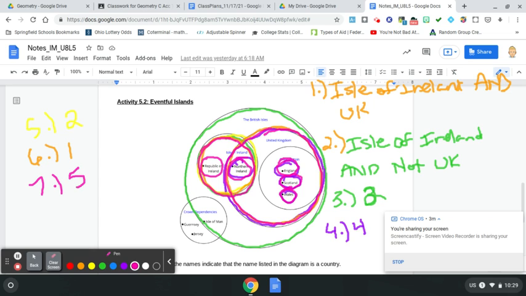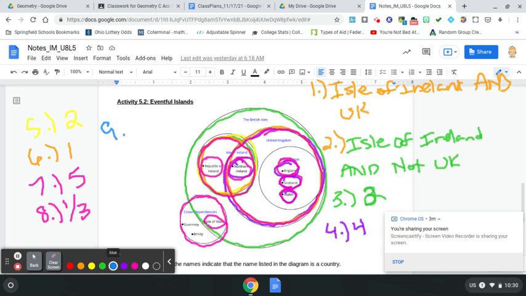Question 8, if one of the crown dependencies, there are 3, is chosen at random, what's the probability it's part of the British Isles? So my crown dependencies are down here. What's the probability that it will also be a part of the British Isles? Well, there's only one of them. That's the Isle of Man. That's also a part of the British Isles. So out of the 3, there's 1 out of 3.